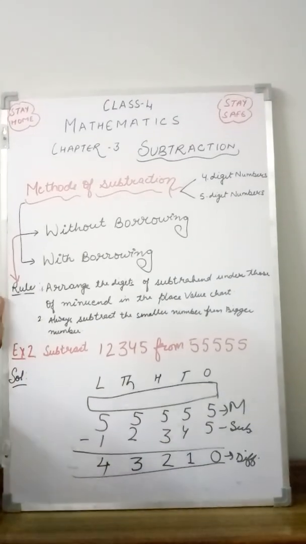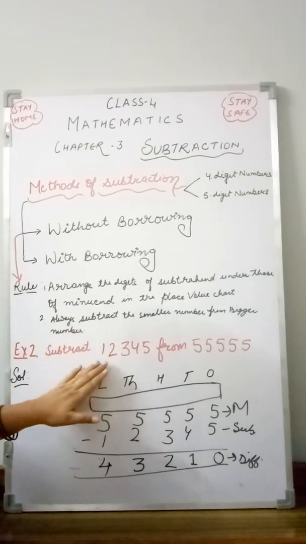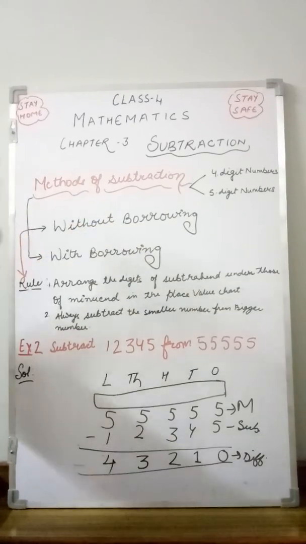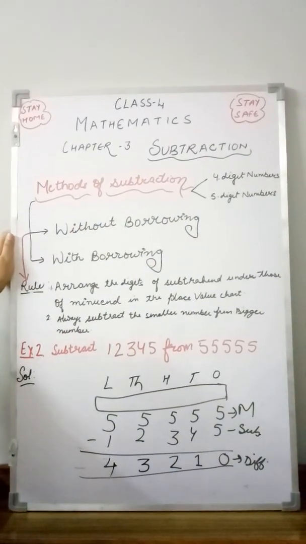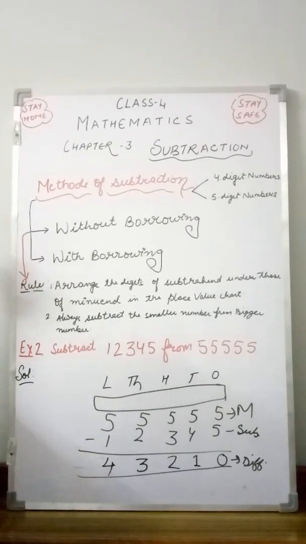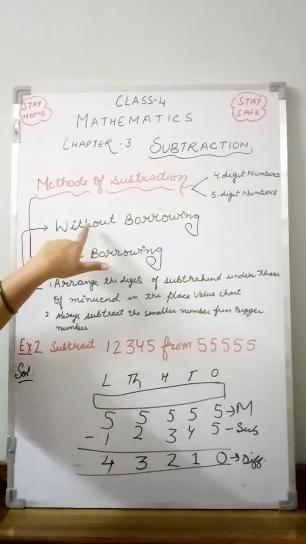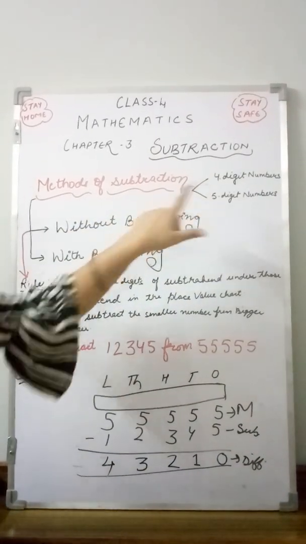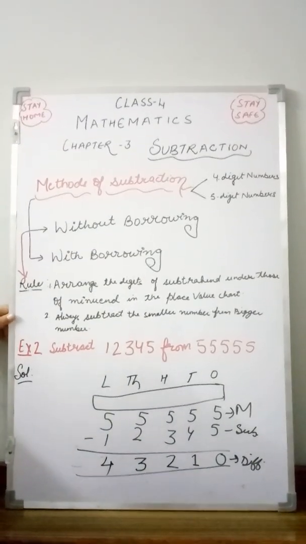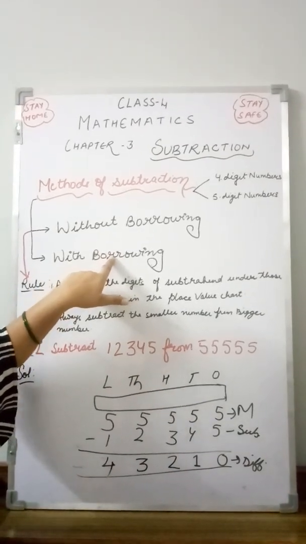Okay student, now I have discussed 2 examples, one is the 4-digit number, second is the 5-digit number. I hope you understand without borrowing method. What we have learned today students, we have learned the 3 terms of subtraction, that is minuend, subtrahend and difference, and one method of subtraction, that is without borrowing method. How to subtract 4-digit and 5-digit numbers without borrowing method. I hope you understand all the rules and the steps of subtracting the numbers. The with borrowing method, student, I will be explaining in my next session.